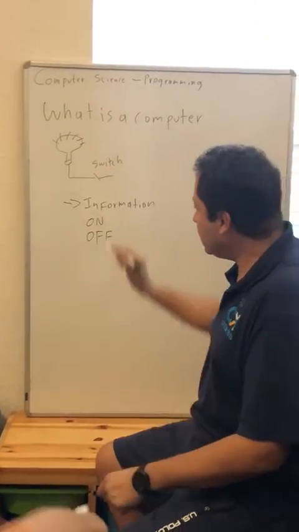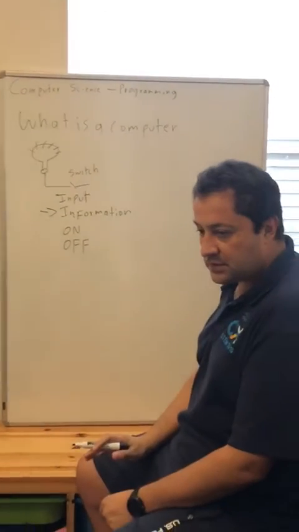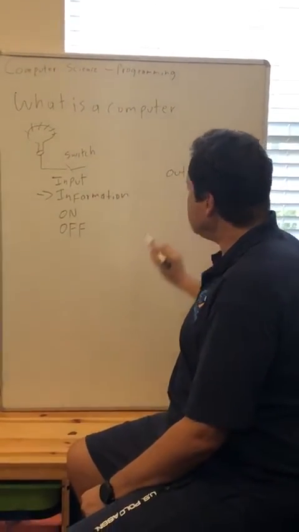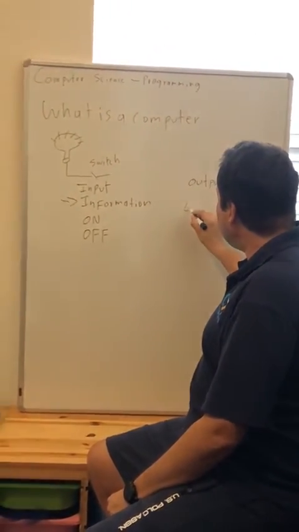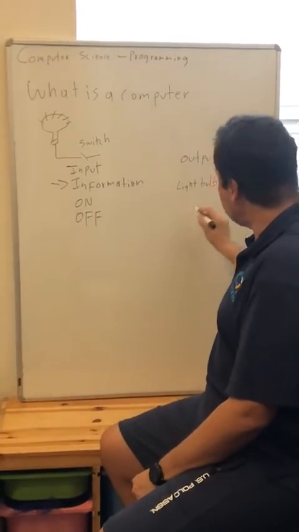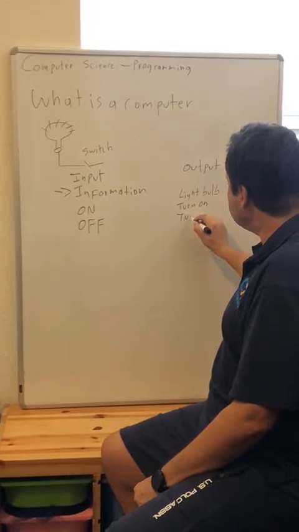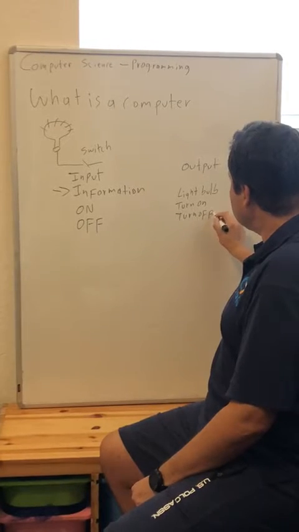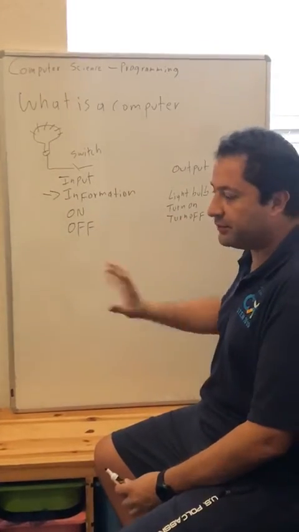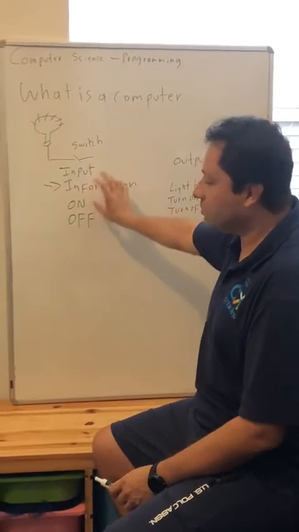Yes? And that is called an input. Yes? And the output is the light bulb. That's what you tell it, so it turns on or turns off. Okay? So this is a simple computer, very simple. It has only two things, right? And the switch has only two options.